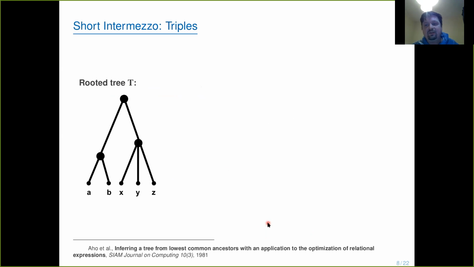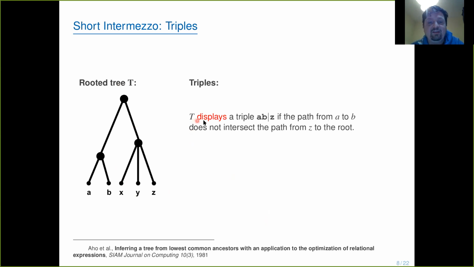Short intermezzo. I know that many of you know what root triples are, but just to ensure that we are talking about the same things, we have here a rooted phylogenetic tree, and we say that a tree T displays a triple AB|C if the path from A to B does not intersect the path from C to the root. Then we say that this tree displays this triple. And of course, there are many triples displayed by such a rooted phylogenetic tree. We have a triple ABX, for example, or ABY or ABZ, but also all the combinations XYA and so on.